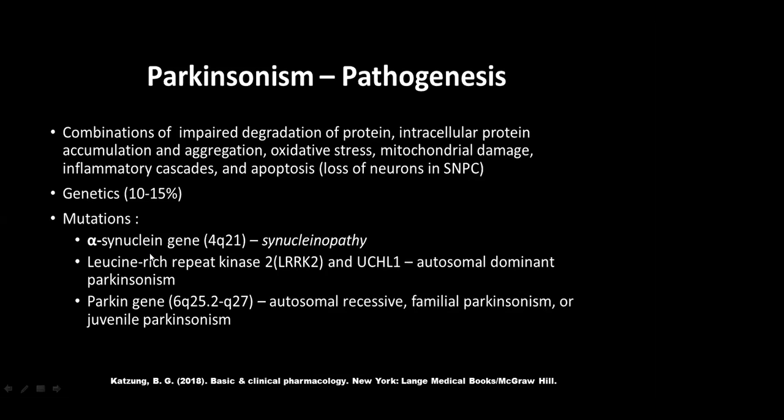In the mutation of the alpha-synuclein gene, there is accumulation of the alpha-synuclein protein, leading to the accumulation of Lewy bodies in different parts of the cortex. And LRRK2 and UCHL1 cause autosomal dominant Parkinsonism, while the Parkin gene causes autosomal recessive Parkinsonism.